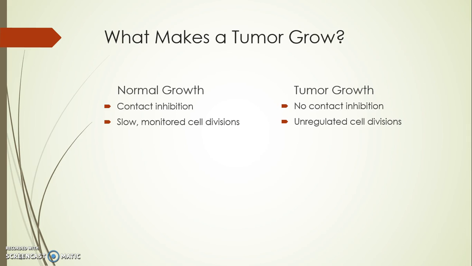What makes a tumor grow? In normal tissue of the body, a cell receives signals from surrounding cells indicating that it does not need to divide. This is known as contact inhibition. For cells that do not receive this signal, they must pass a series of checkpoints before they can divide. In the cancer cells, there is no contact inhibition. Cells are not signaled that they are not to grow or divide, which results in the formation of a tumor.